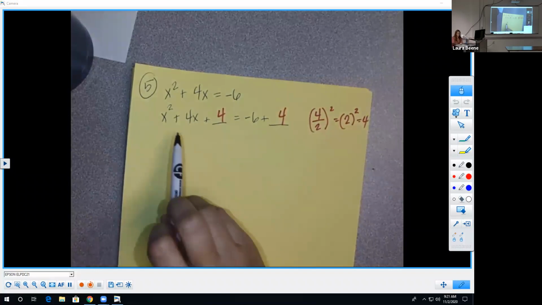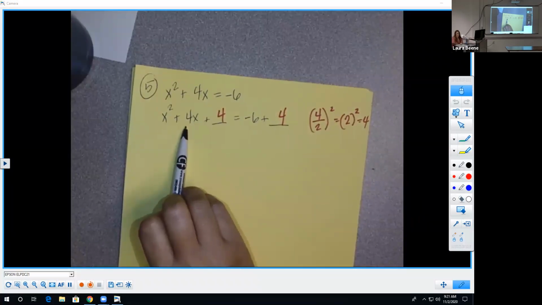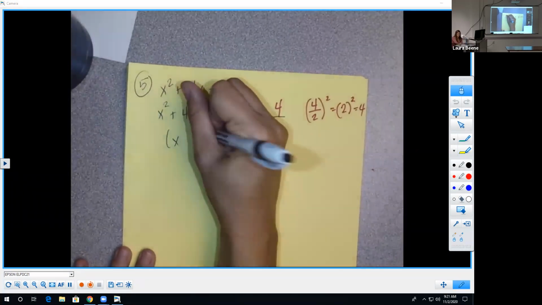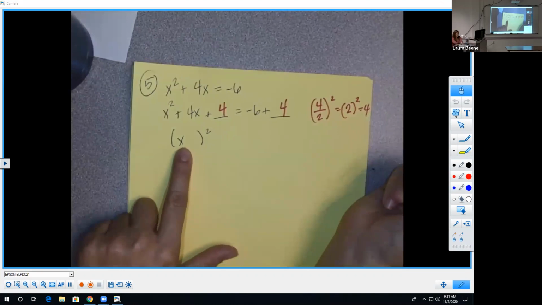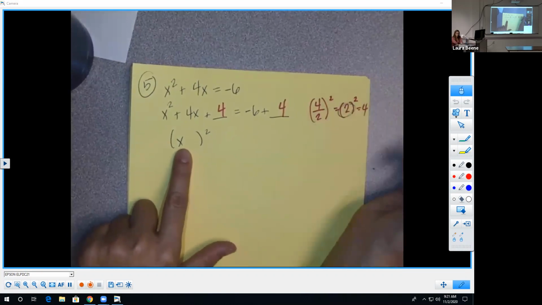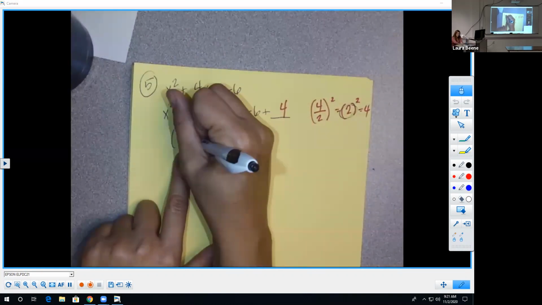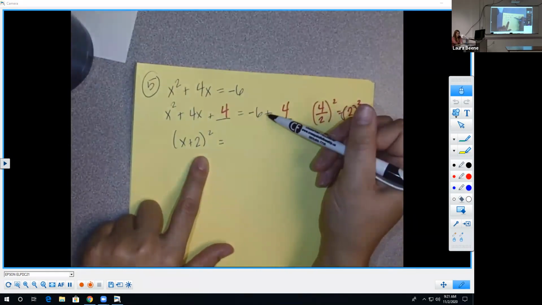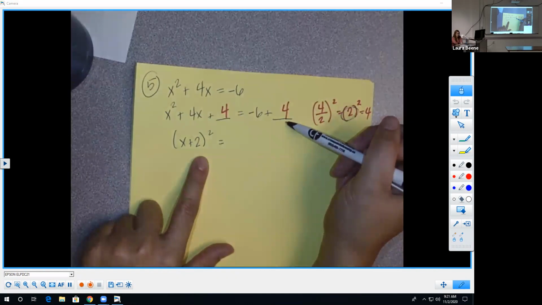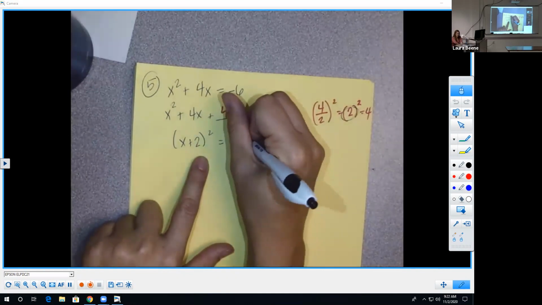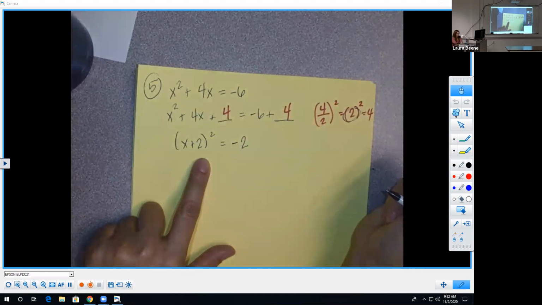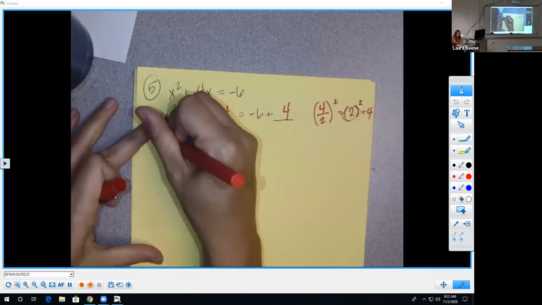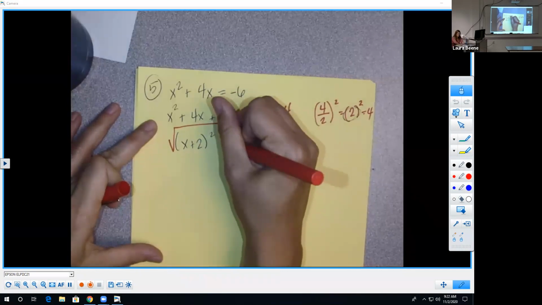On the left-hand side, we need to factor this. So in factored form, it's parentheses x on the inside, squared on the outside. The number inside with x is +2. So x plus 2 squared equals -6 plus 4. It's -2, right? And then now you solve this using square roots. So take the square root of both sides. Don't forget the plus or minus.